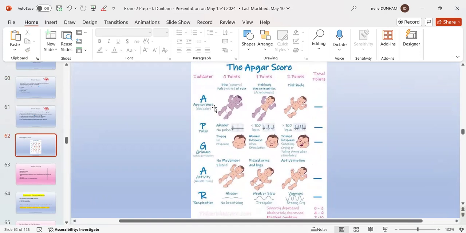Here you have A for appearance, so that would be the skin color. They got this mnemonic, APGAR, which is kind of easier for you to remember. So A is how the baby is looking. If he's blue, he's going to get a 0. If he's got a nice pink body, but his little legs and feet are blue, he gets a 1. Give him some credit. And if he's all pink, he gets a 2.